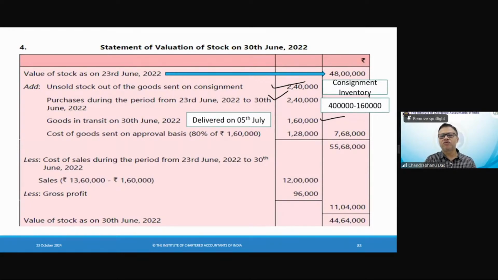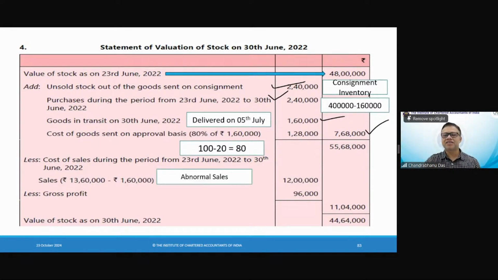Then cost of goods which is sent on approval basis. Now profit is 20, so 100 minus 20 is 80. So of 3,20,000, 1,60,000, 50% has not been taken, and those have to be recorded as inventory at cost, as in the flow chart I gave you. So 80% of this comes to 1,20,000. So this total of additions gives me 7,68,000. When you add it to 48, you get 55,68,000.